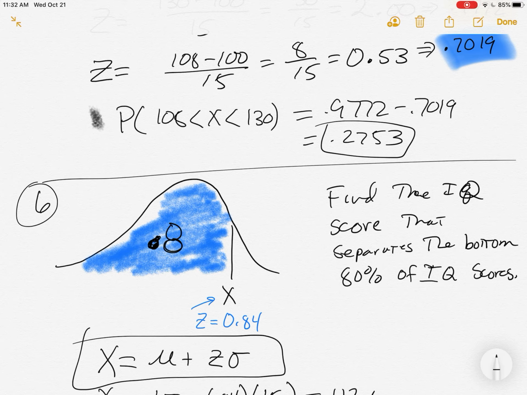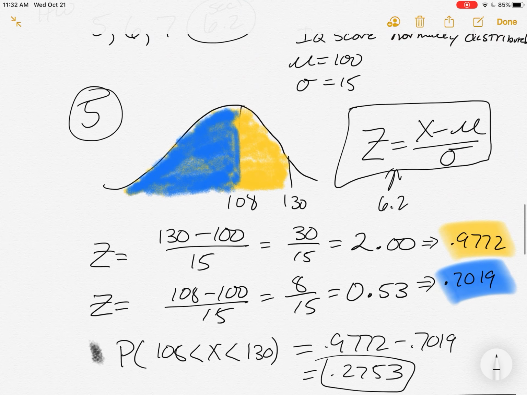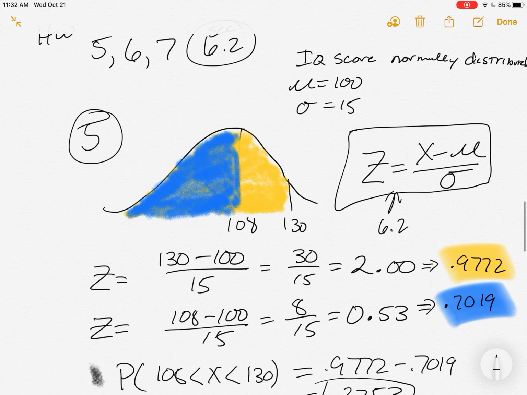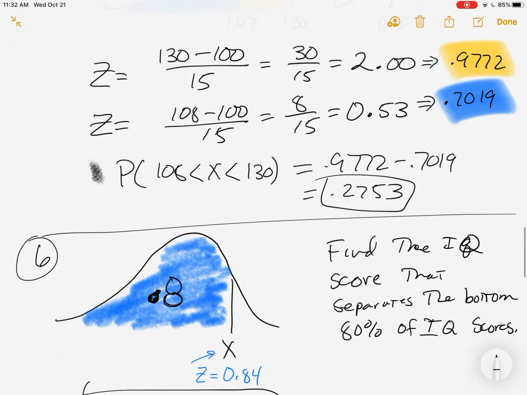That's the same problem. We would draw that picture. We'd want the IQ score that has 80% of the data below it. 80% is a probability. Probabilities are areas, and we would just draw it that way. This one would say, if one person is randomly selected, what's the probability that their IQ score is between 108 and 130? And this is what we would do. Draw that picture and do this work.